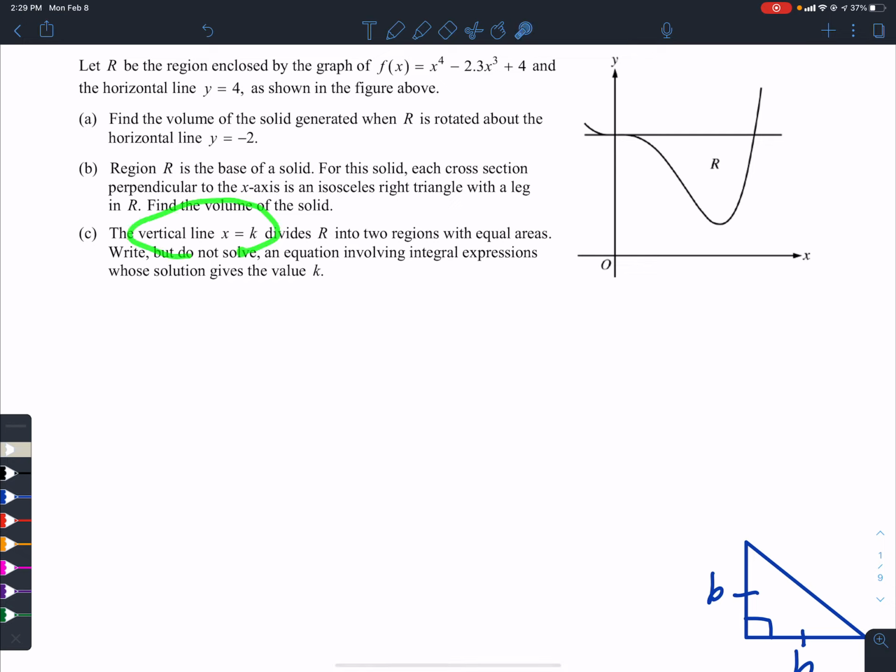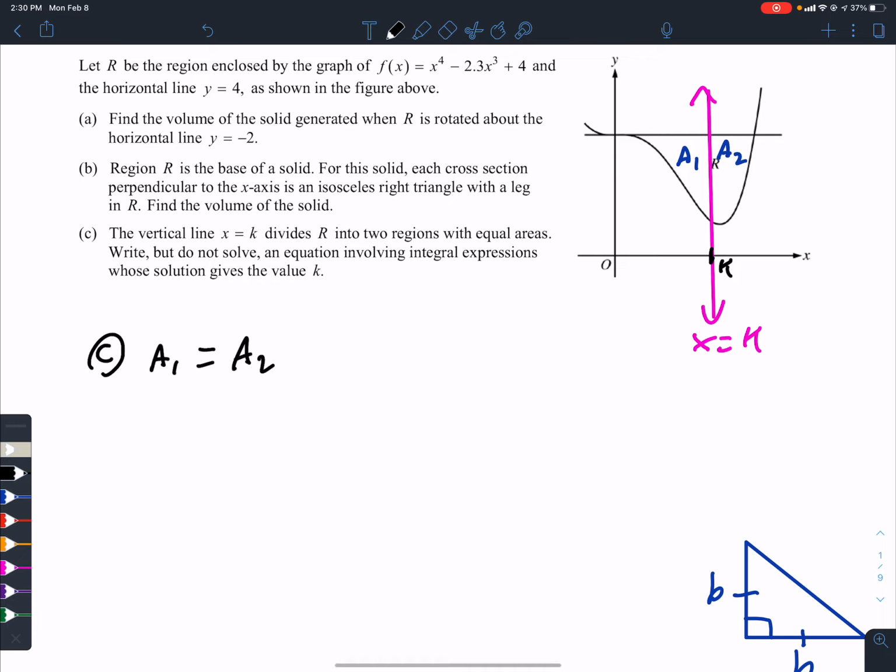So you just got to read and think, okay? It says a vertical line, x equals k, divides R into two regions of equal areas. So somewhere, there's going to be a vertical line, x equals k. So we know at this point, the value of x is going to be k. So that's k. And this is the line x equals k. And it's going to produce two regions of equal area. I know the area there is equal to the area there. So what I want to do for part C is do A1 equals A2. You do not have to write this down. I did that just so you can see what we're doing.